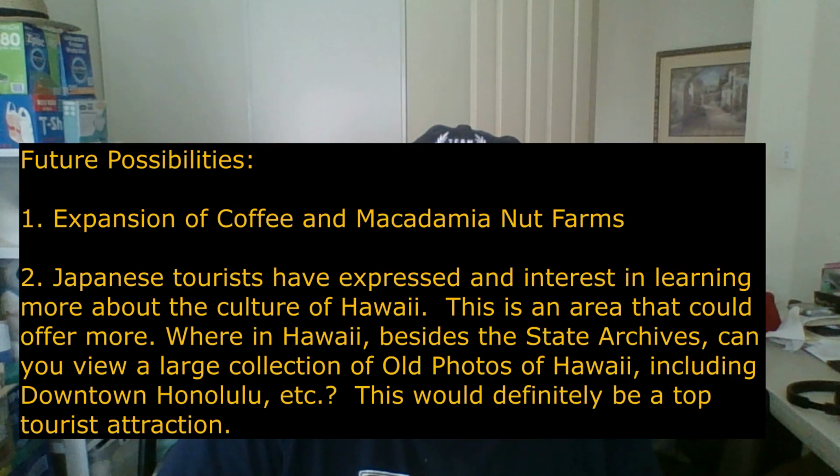Now, future possibilities for Hawaii. One of the futures is expansion of the agriculture, production of coffee. The second one is the Japanese tourists have expressed an interest in learning more about the culture of Hawaii. This is an area that could offer more, I feel, personally. Where in Hawaii, besides the state archives, can you view a large collection of old photos of Hawaii, including downtown Honolulu? This would definitely be a top tourist attraction.